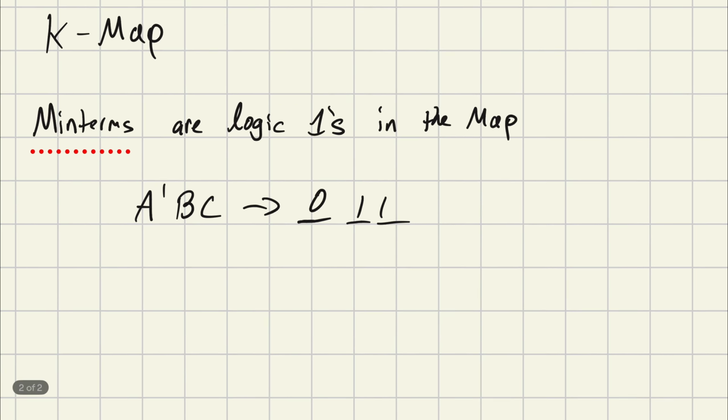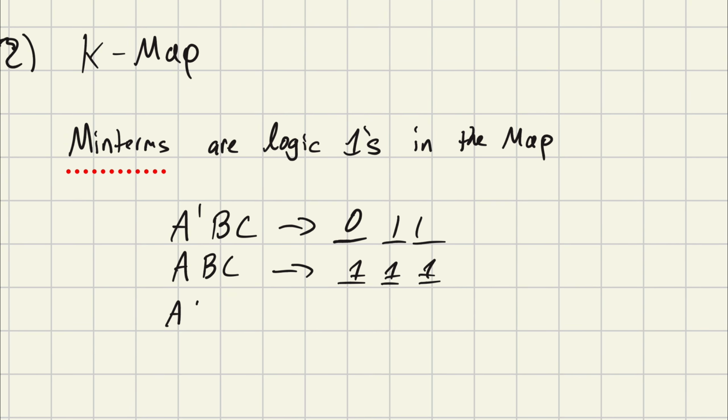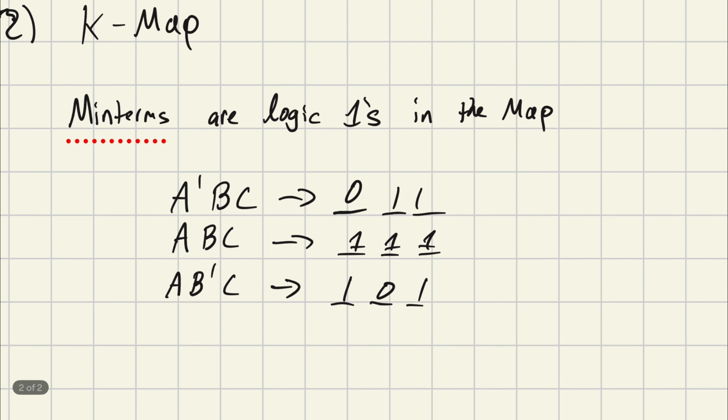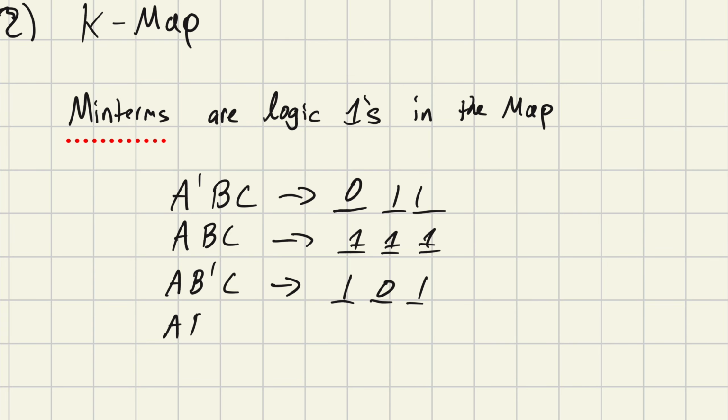So then we have A, B, C, which corresponds to 1, 1, 1. Then you have A, B naught, C. This would correspond to 1, 0, 1. Lastly, we have A, B naught, C naught. This would correspond to 1, 0, 0.